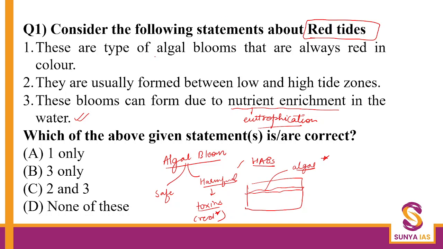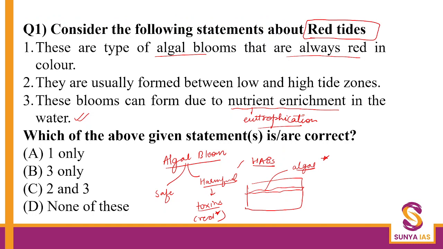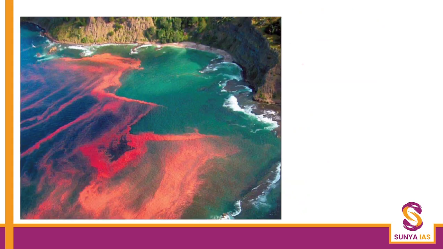However, red tides don't always have to necessarily be red. They can be of different colors, basically greenish brown and even reddish orange. I'll just show you the image here. This is how a red tide looks. So the first statement is wrong. Also, please know that red tide is basically a misnomer, which means they are not always red, and second, they don't have anything to do specifically with the tides. Statement two tries to confuse you by saying that these are formed between low and high tide zones. No, that is not correct. So this is wrong.